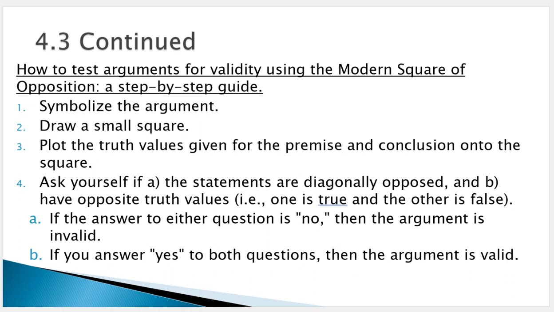All right, so how do you test arguments for validity using that square? So you're going to symbolize the argument. You're going to draw a small square. You're going to plot the truth values onto the square. Are they true or are they false? Ask yourself, A, are they diagonally opposed? And B, do they have opposite truth values? Is one true and the other false? Okay, if the answer to either of these is no, then the argument is invalid. If you answered yes to both of these, then the argument is valid. Seems simple, but yet can be really crazy. So we're going to do some examples.